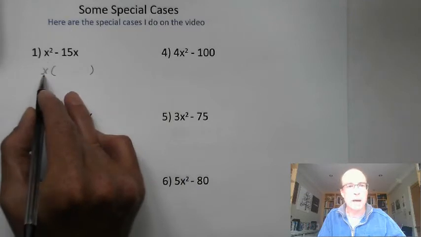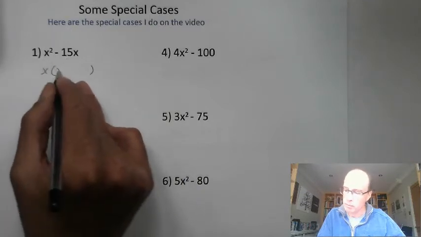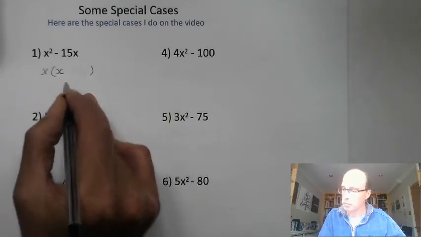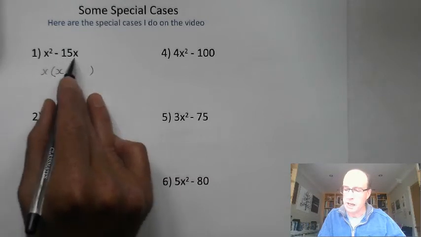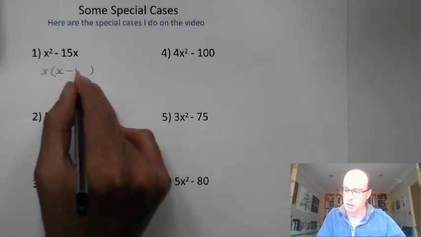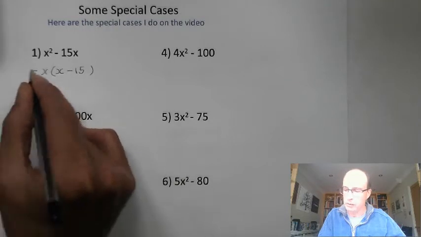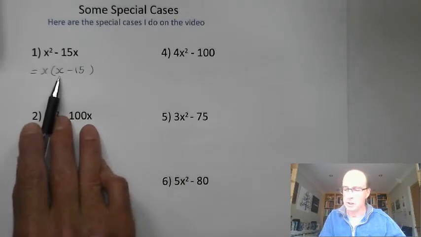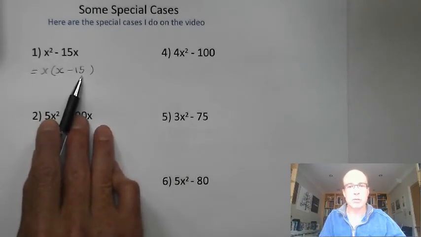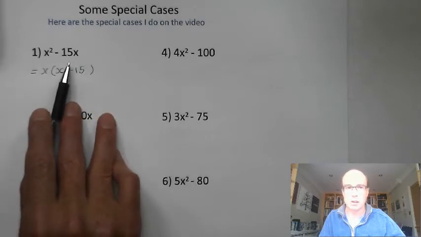What do I multiply x by to get x squared? That's going to be x. What do I multiply x by to get negative 15x? That's going to be negative 15. So I've got x into x subtract 15, and we've factorised the quadratic.